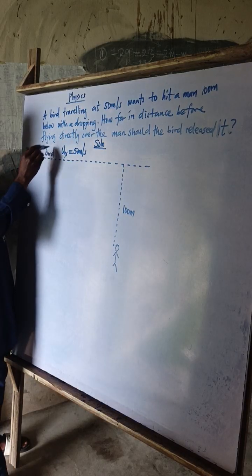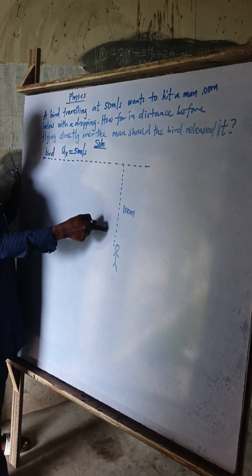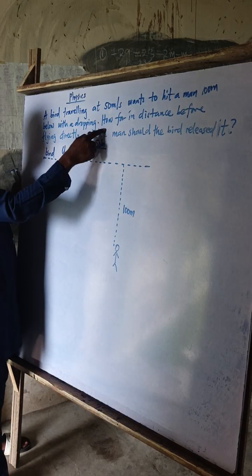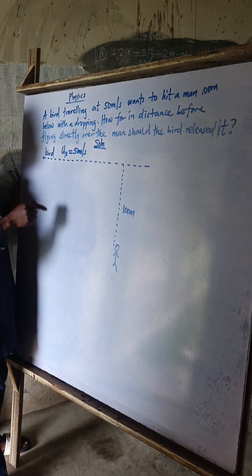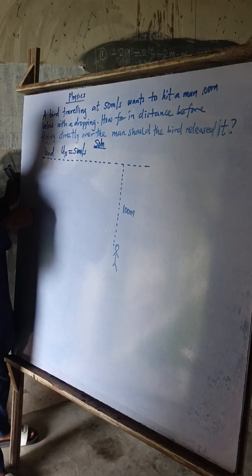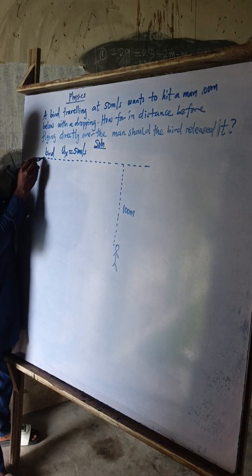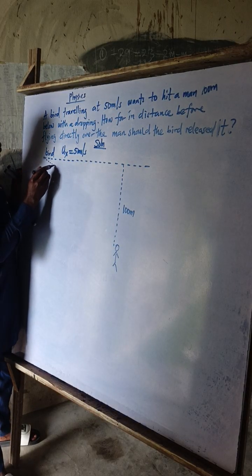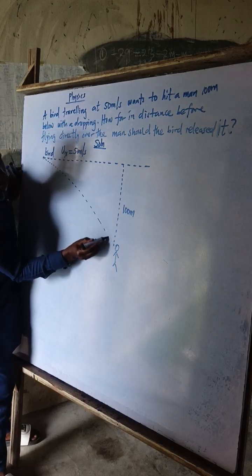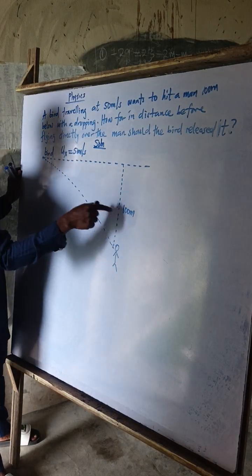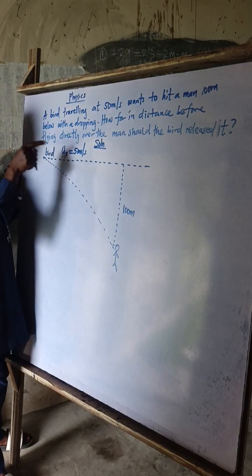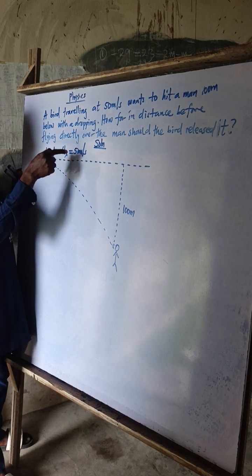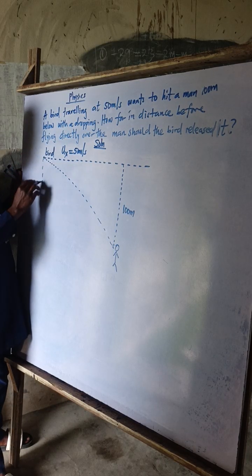Now, the bird traveling at 50 meters per second is to drop something. The question is, how far in distance before flying directly over the man should the bird release it? That is what the bird is to drop here, if it is to hit the man on the horizontal ground at a distance of 100 meters below it. So how far in distance before flying directly over the man should the bird release it?